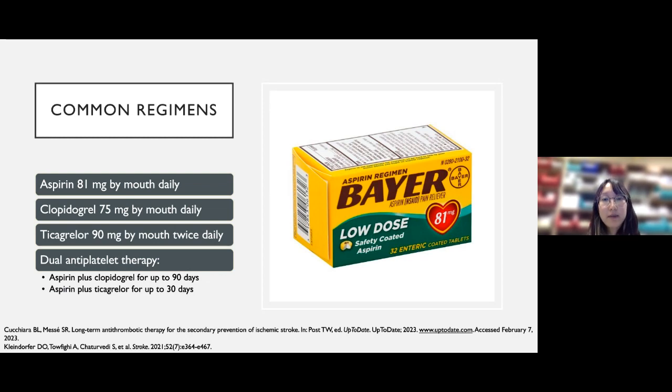Now here I've just listed some of the common doses of antiplatelets. So we have aspirin, 81 milligrams by mouth daily. There's clopidogrel, 75 milligrams by mouth daily, and also ticagrelor, 90 milligrams by mouth twice daily may be frequently used. There's also something known as dual antiplatelet therapy, and this is when select patients are on 2 antiplatelets for a period of time. Some common dual antiplatelet therapy regimens include aspirin plus clopidogrel for up to 90 days, or aspirin plus ticagrelor for up to 30 days.